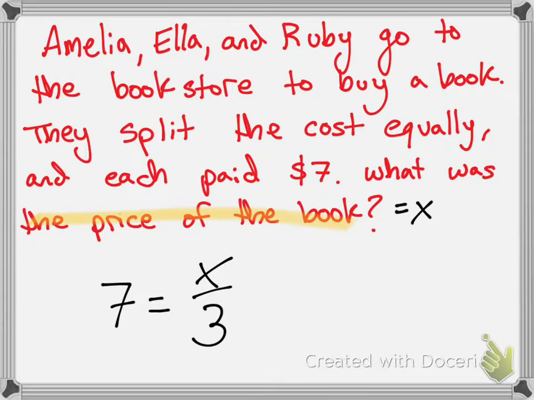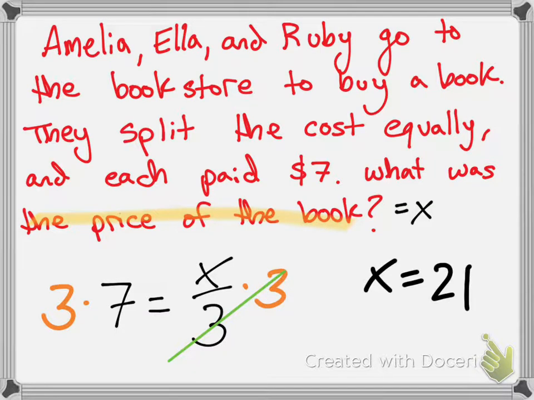So Clara, how would I solve this? How would I find the price of my book? You'd multiply both sides by 3. Perfect. Multiply both sides by 3. That cancels out. And what is 7 times 3 equal to? 21. So if we all use our brain, we figure out, okay, 3 friends, they each paid $7. Cool, the book was $21.